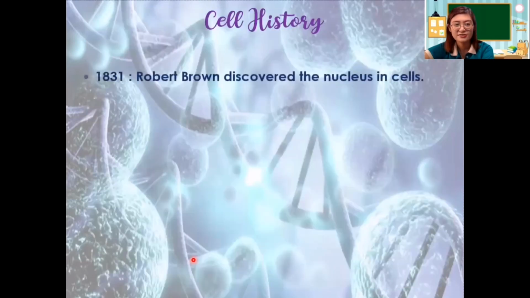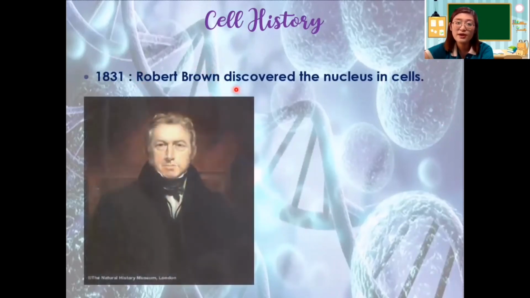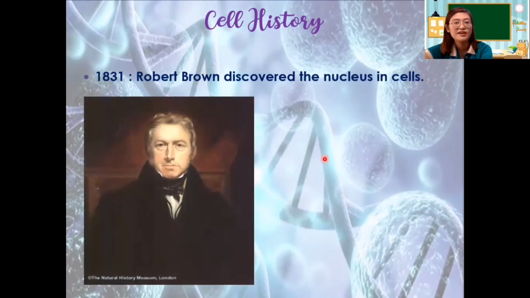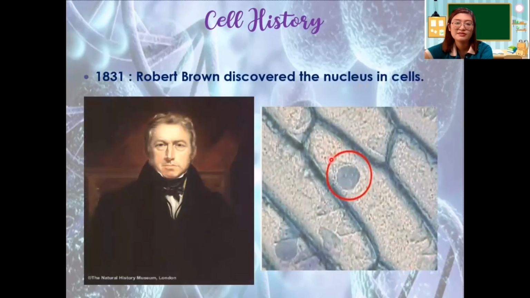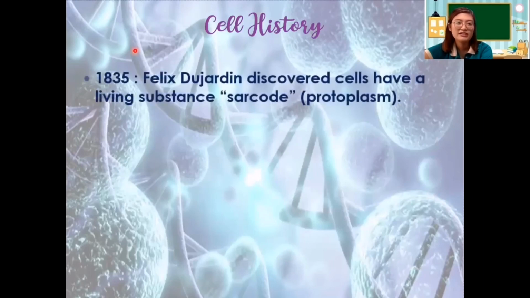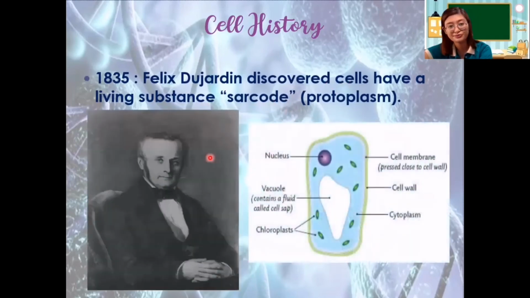Okay, next. By 1831, Robert Brown discovered the nucleus in cells. So when you mention the name Robert Brown, okay, this is Robert Brown. He discovered the nucleus in cells. Okay, so we will discuss further the different parts of the cell on the second video lesson to be presented to you. Then by 1835, Felix du Jardin discovered cells. So additionally, this was not mentioned in the video earlier. He discovered that cells have a living substance called sarcode or protoplasm.